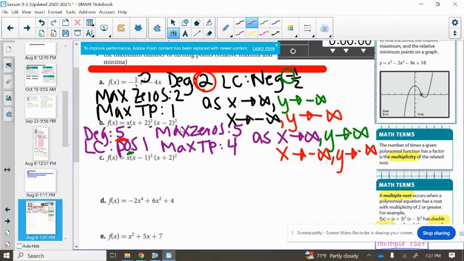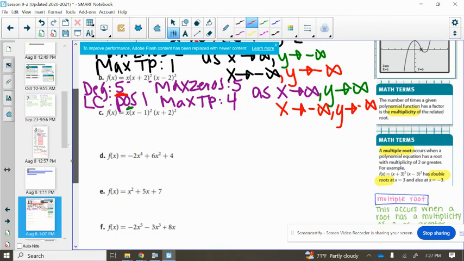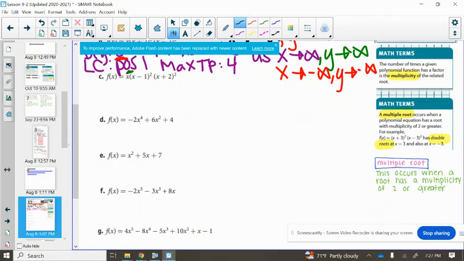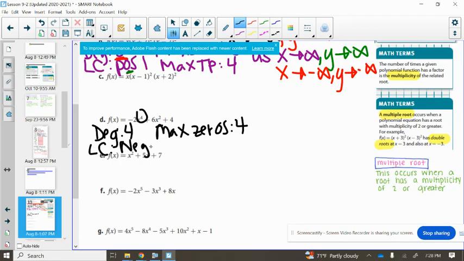All right, our next one on our list, we're going to skip letter C. We're going to talk about letter D this time. And letter D is in standard form. Our degree is 4, which means that is also going to be the max zeros is also going to be 4. And our leading coefficient is negative. It's negative 2. Turning point maximum is 1 less than that. Max turning points, we're going to have max of 3.